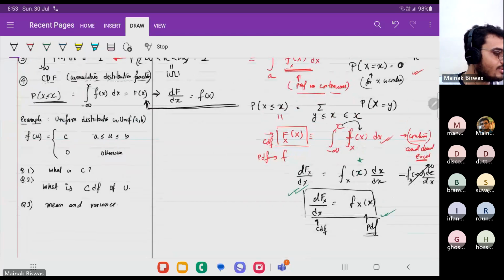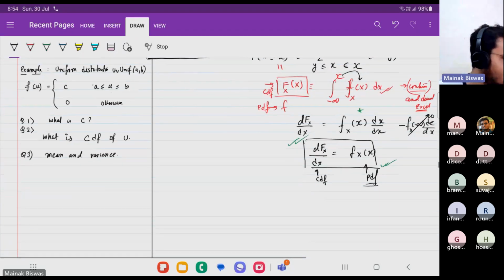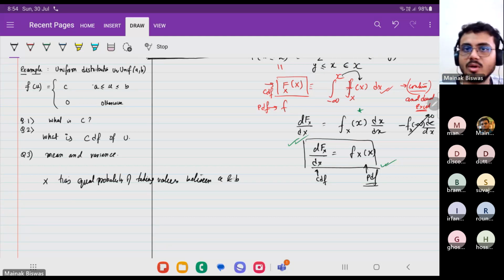So we will be discussing some important distributions now. The first one we'll be doing is the uniform distribution. So what is a uniform distribution, uniform AB? X has equal probability of taking values between A and B. This is also known as the uniform distribution.